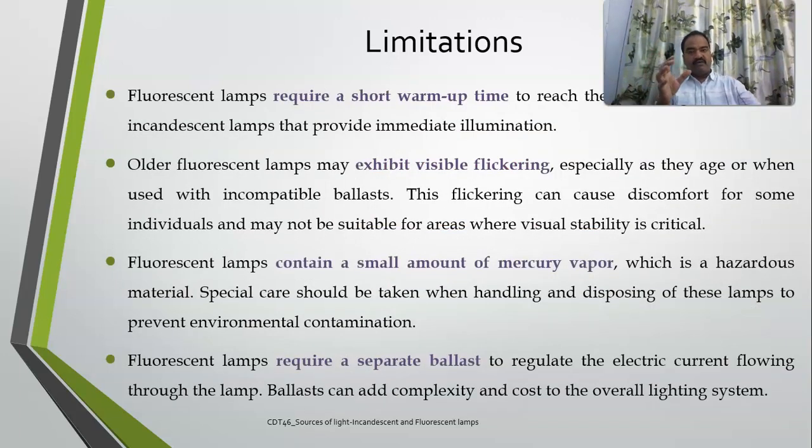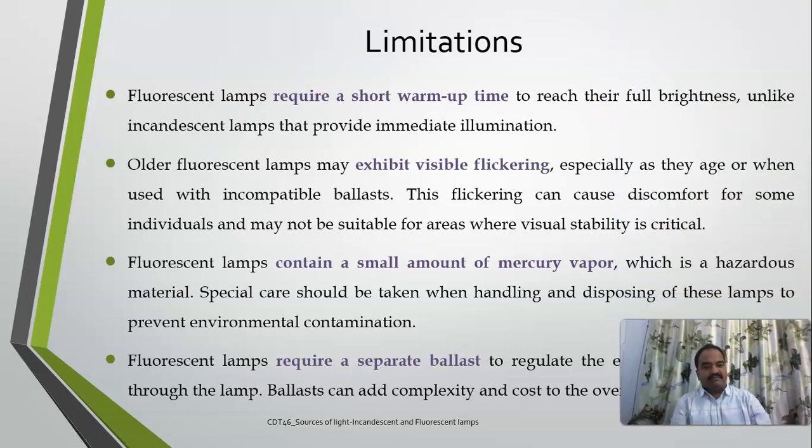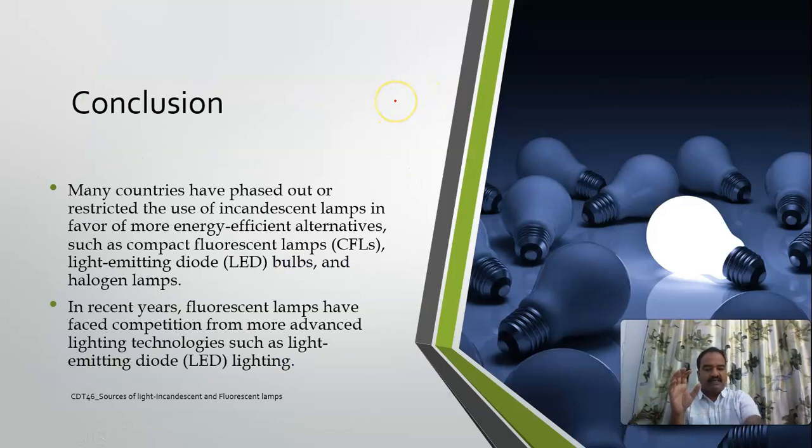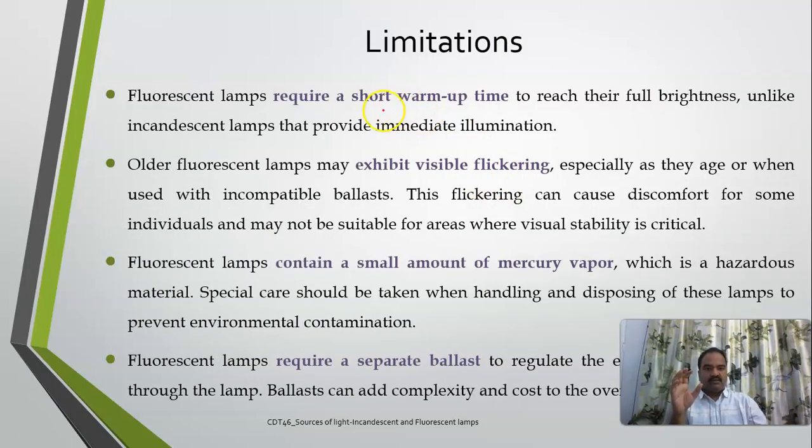But they do have their own limitations. The biggest problem is that they have a warm-up time. Even at your home, the moment you turn it on, your incandescent lamp will glow very quickly, whereas a tube light will take its own time to turn on. So they have a warm-up time. Maybe it is a bit less, but it is still sometimes important. They require some warm-up time to reach their full brightness.